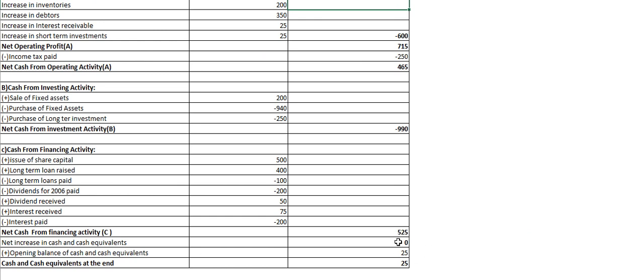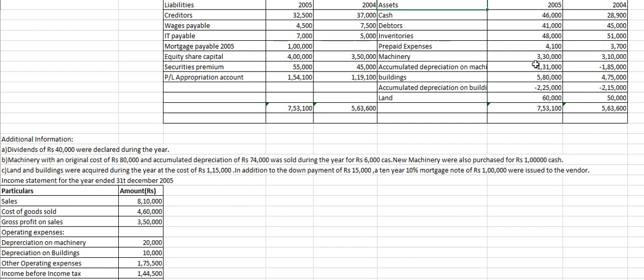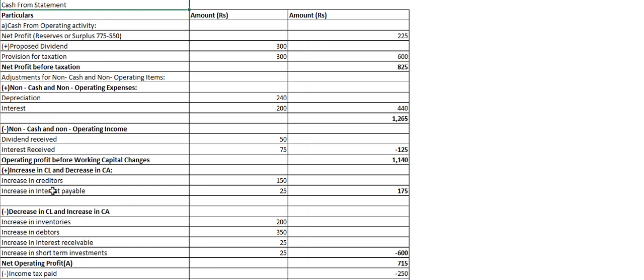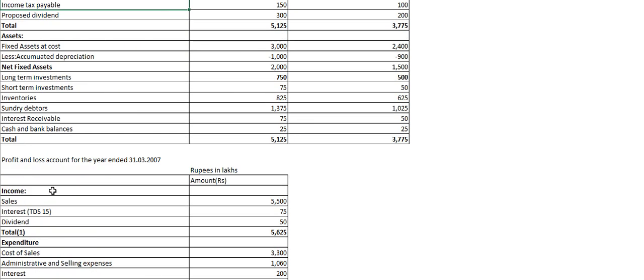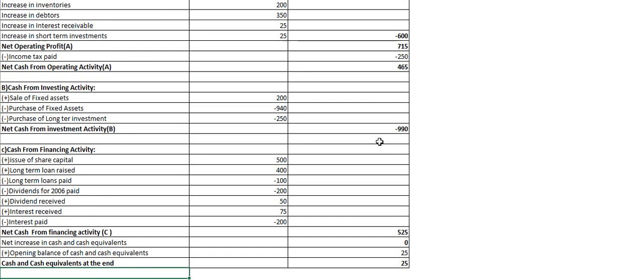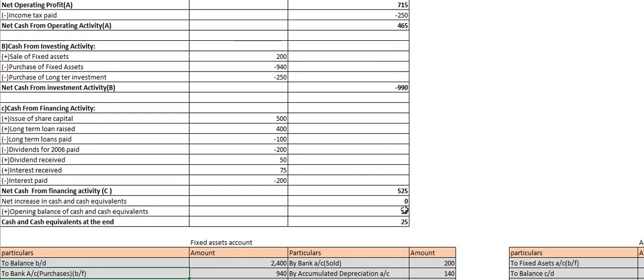So you add your opening balance of cash and cash equivalents. If you see your cash and cash equivalents opening balance is 25 and the closing balance is 25. So if you add your opening balance, you should get your closing balance. So 25, when you are getting your 25 as your closing balance, which is equal to cash and cash equivalents at the end of the year. So the answer is right and correct.